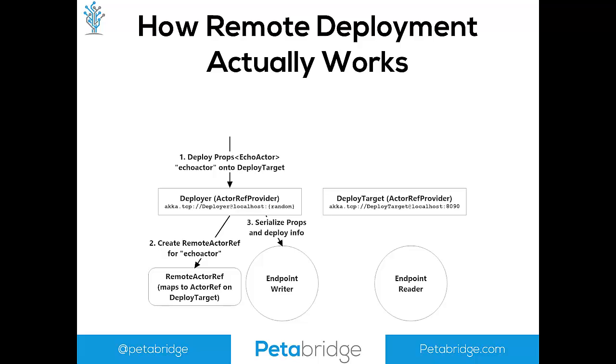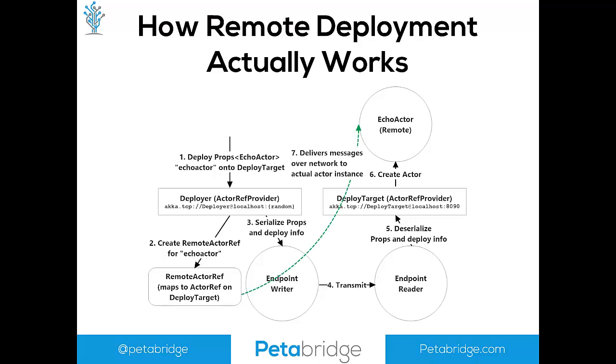This is one of the built-in system actors that we talk about in our internals video on how associations work. So the endpoint writer transmits that data over the configured transport to the endpoint reader that belongs to the remote actor system. And then the endpoint reader will deserialize the props and the deployment information. And a special built-in actor inside the remote actor ref provider called the remote daemon will go and create that echo actor on the remote system.